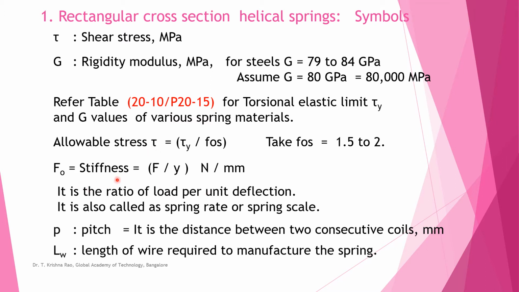Then F0 is stiffness, which is load per unit deflection. F is the load, Y is the deflection under load. The ratio of F by Y is called stiffness. P is the pitch, the distance between two coils. LW is the length of wire required to manufacture the spring.